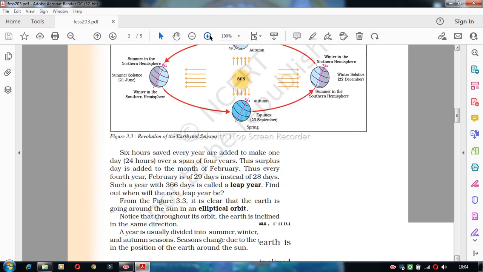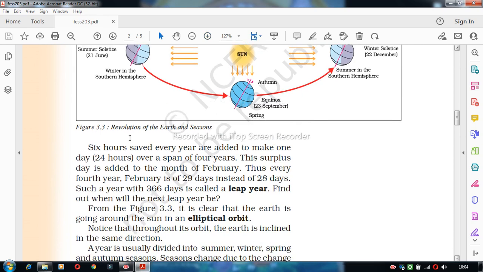Next, 6 hours saved every year is going to be added to 1 day. That means 24 hours over a span of 4 years. So this surplus is added to the month of February. Thus every 4th year February has 29 days instead of 28 days. So such a year which consists of 366 days is called a leap year.